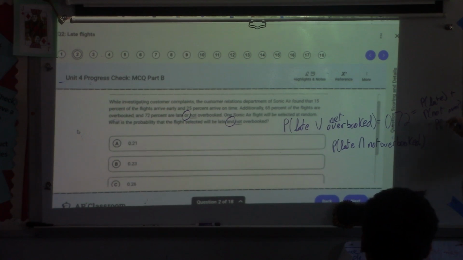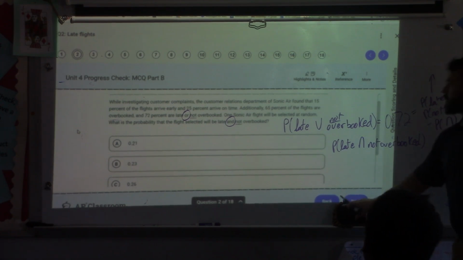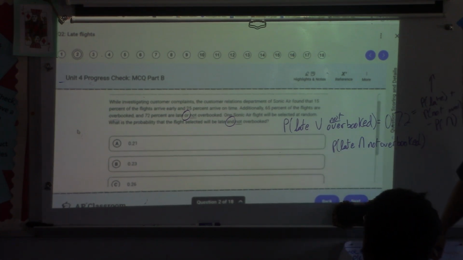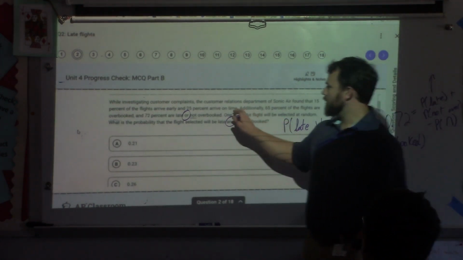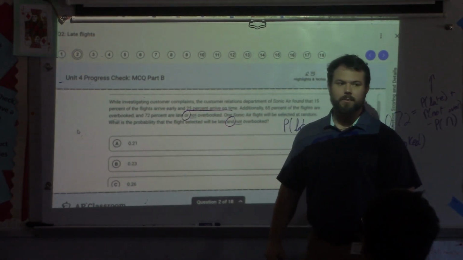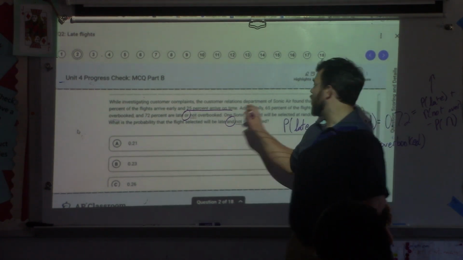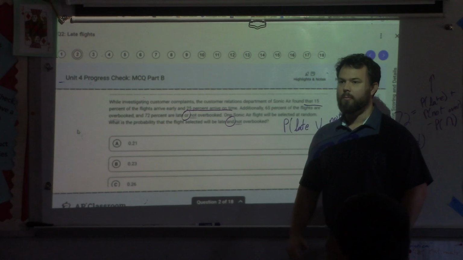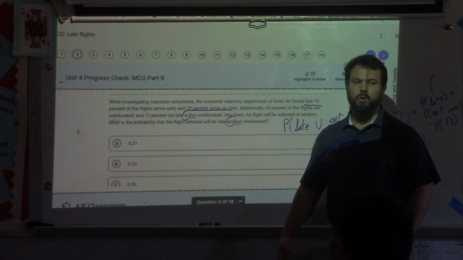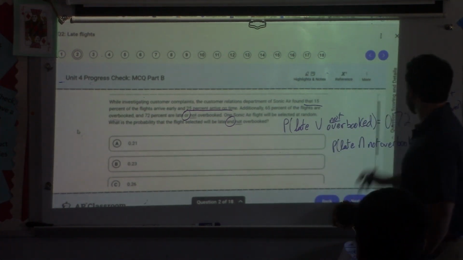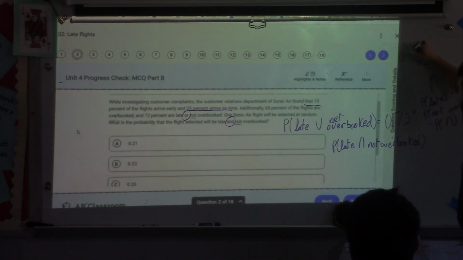The intersection. Do we know what the probability of being late is? 0.6. How'd you get that? 0.25 plus whatever it was. So they're on time 25% of the time, and they're early 15% of the time. That's 40%, so what's late? 60%. So the probability of late is 0.6.